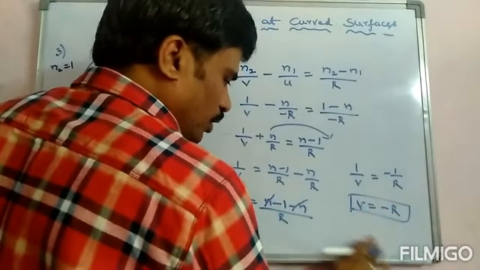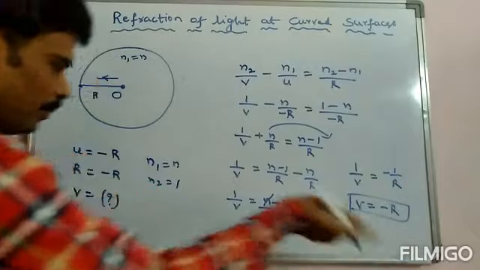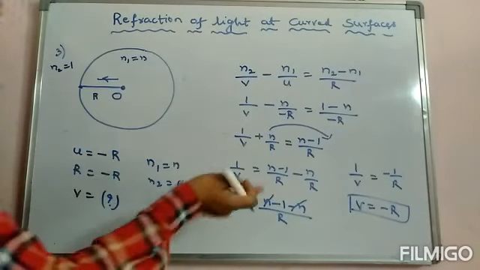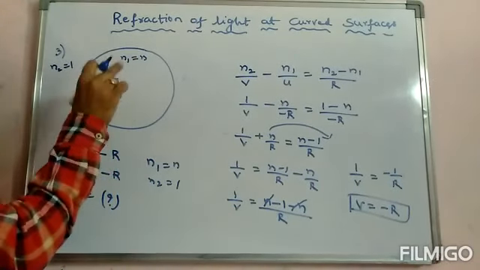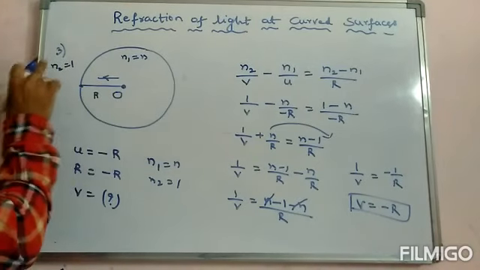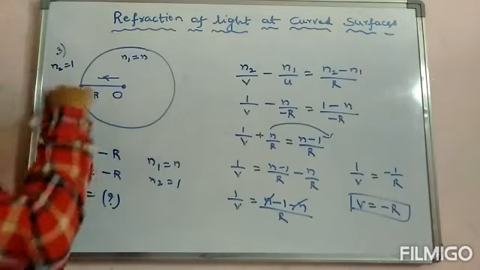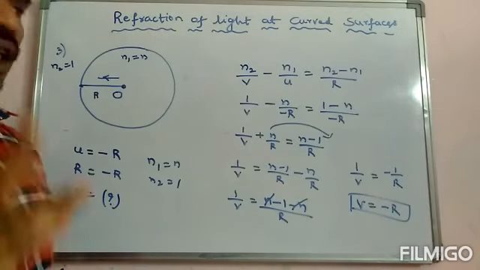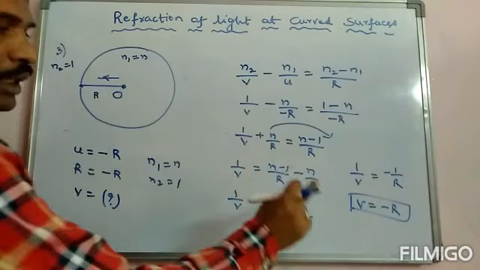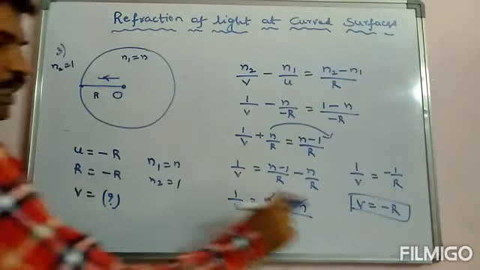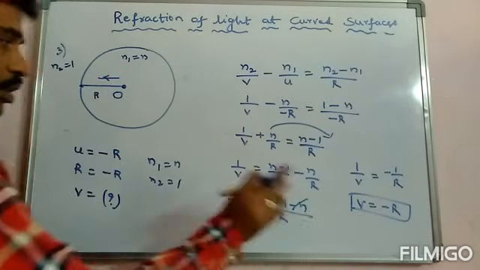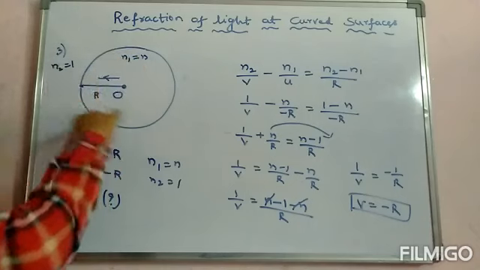Nothing but here what you are getting? v you are getting minus R, u also minus R. Nothing but the object and image position is the same when we are looking outside to this object. Right? Thank you. And one more thing here important. Here the object distance and image distance is not depending on the refractive index of the sphere.